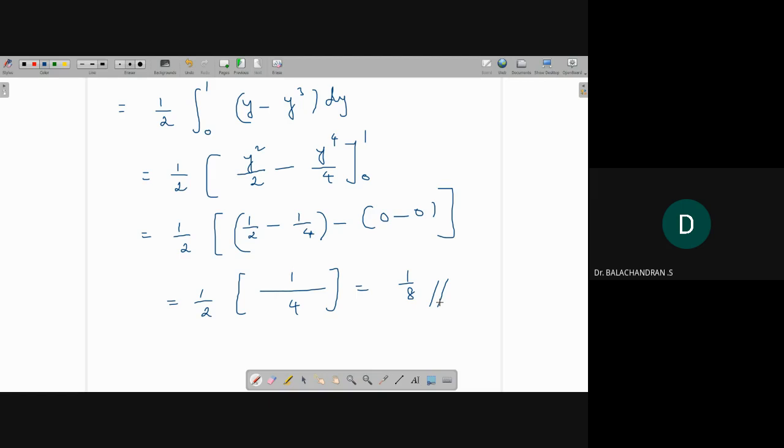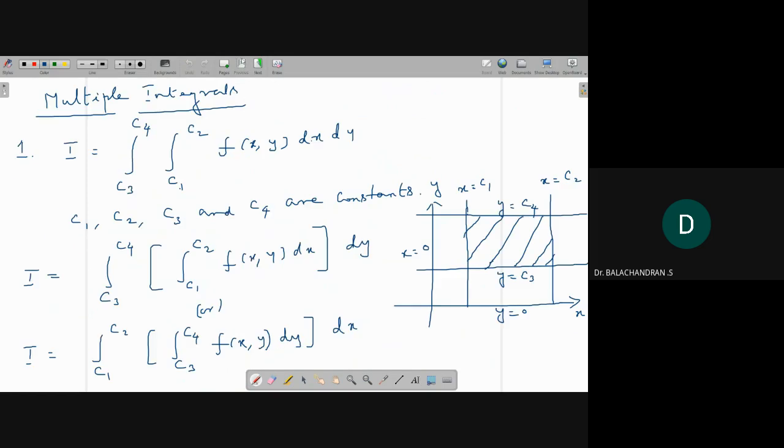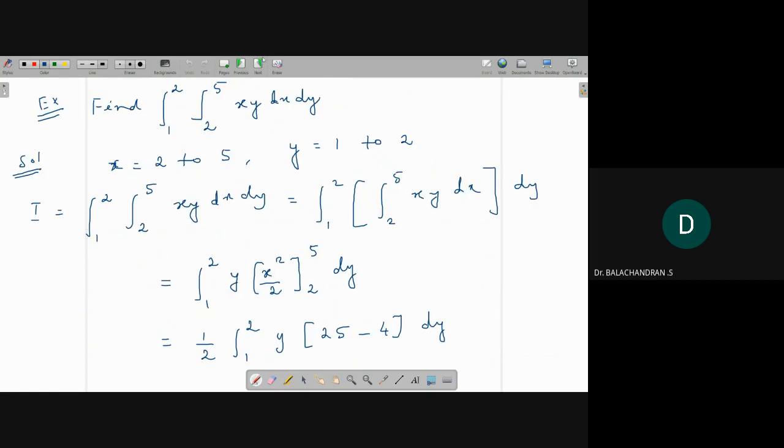So here, we discussed three important points. First one, all the four limits are constants. Then the order of integration is immaterial. You can integrate with respect to x or you can integrate with respect to y. So we solved one problem.